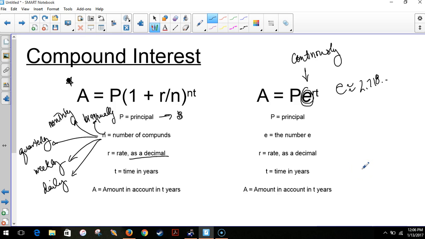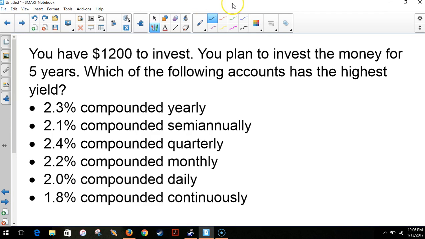Let's look at an example of how we can compound the same amount of money in a few different ways, and you may be surprised to find out which is the best deal. So I have $1,200 to invest. I want to invest the funds for only 5 years. I have the following accounts to choose from. Which one has the highest yield?